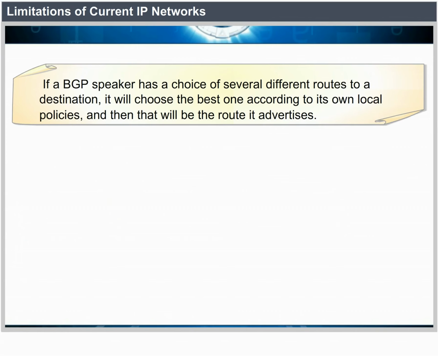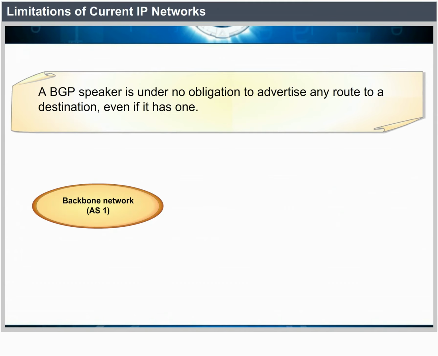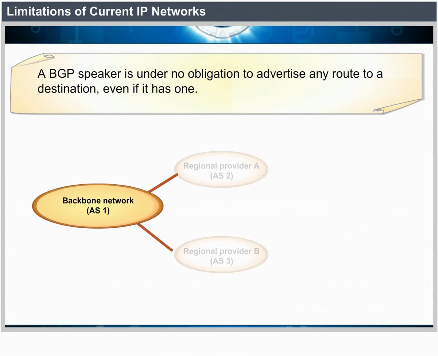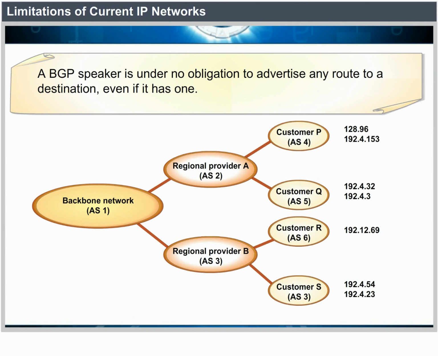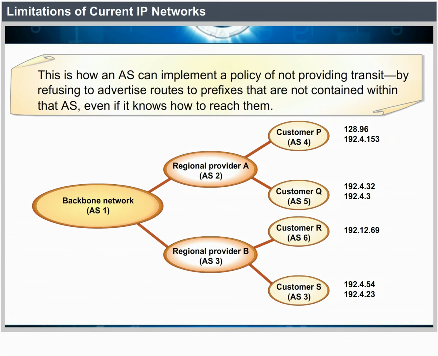A BGP speaker is under no obligation to advertise any route to a destination, even if it has one. This is how an AS can implement a policy of not providing transit by refusing to advertise routes to prefixes that are not contained within that AS, even if it knows how to reach them.